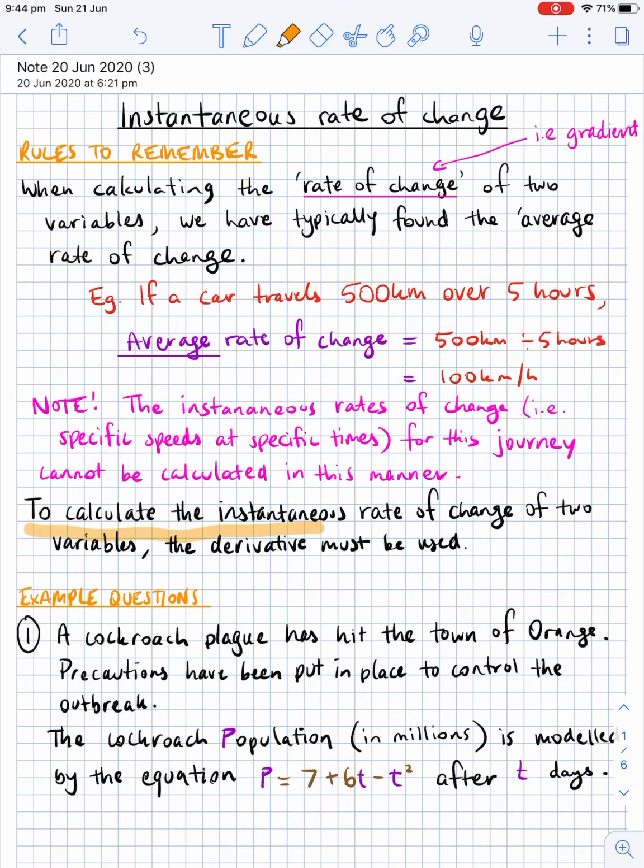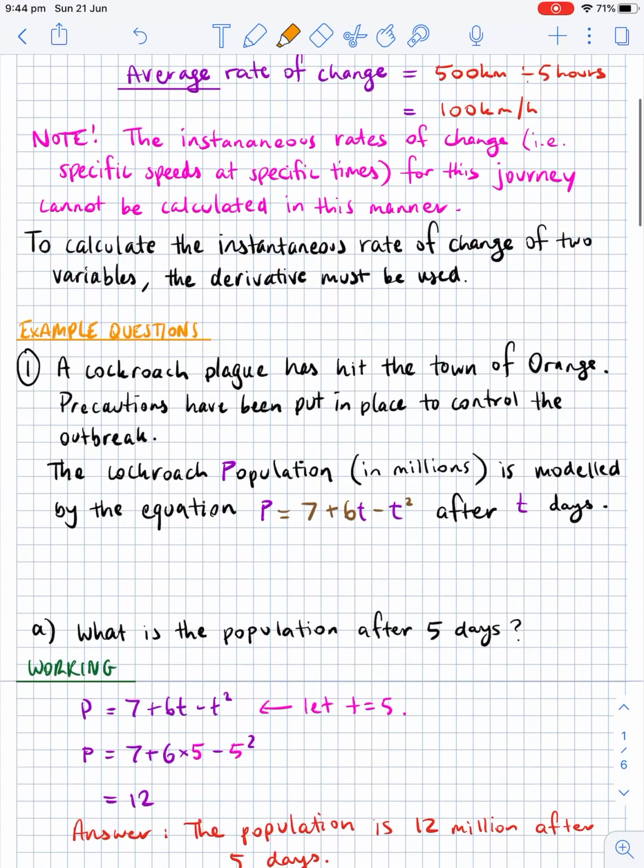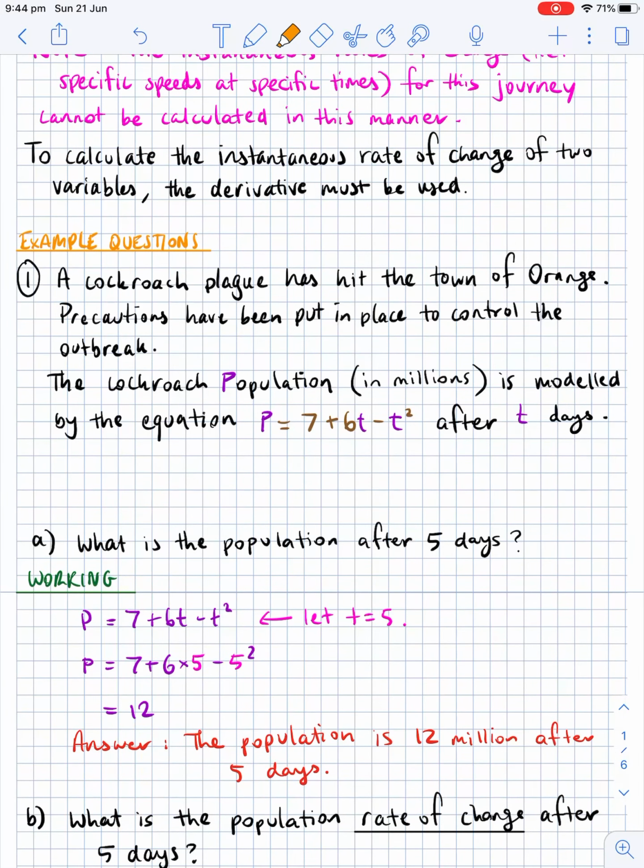So to calculate the instantaneous rate of change of two variables, the derivative must be used. The derivative allows you to figure out specific rates of change at specific times, not just find an overall average. So let's do some example questions on this sort of stuff.